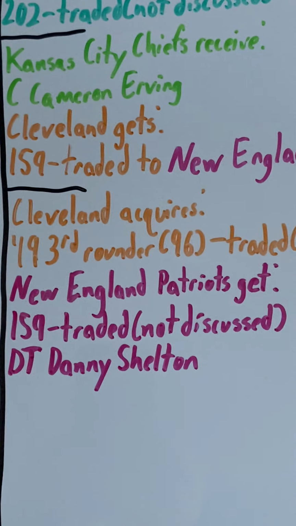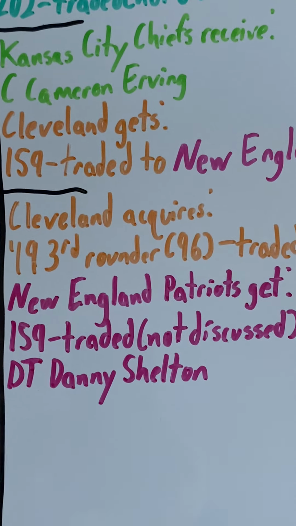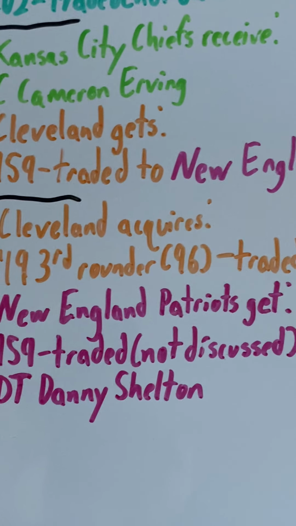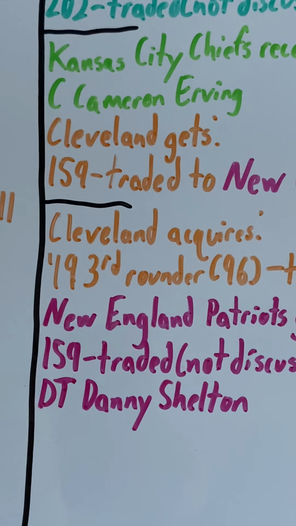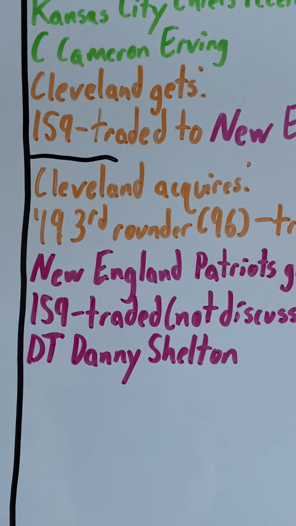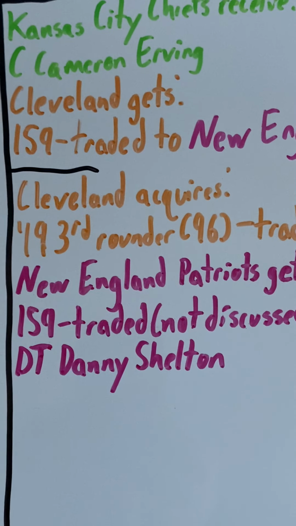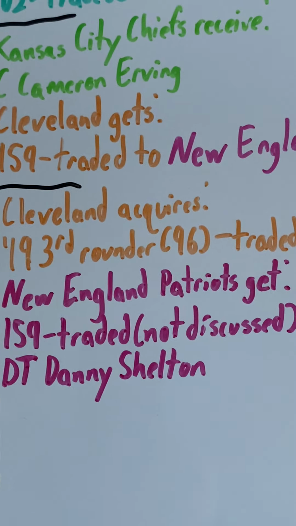So 159 in 2018 ends up getting traded away. We're not going to discuss that one. Danny Shelton, defensive tackle Danny Shelton, he was a backup in 2018 for them. And he was an average starter in 2019 before he would walk as a free agent. So nothing great out of Danny Shelton.